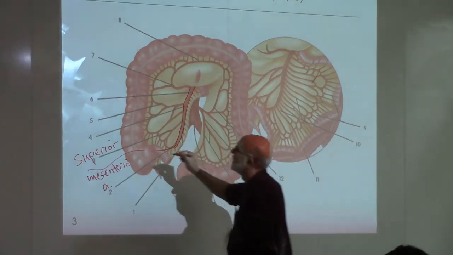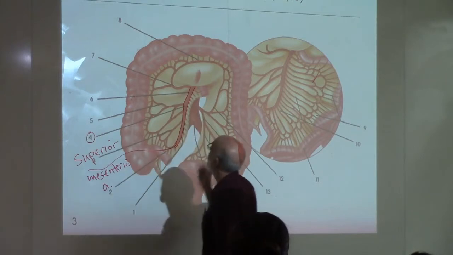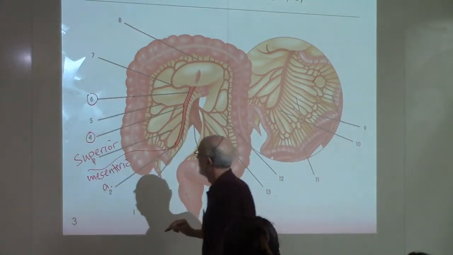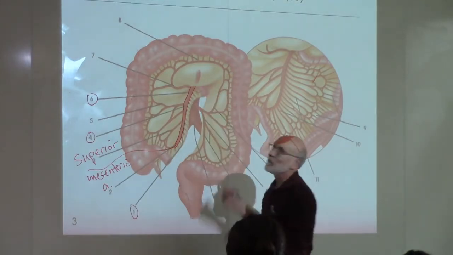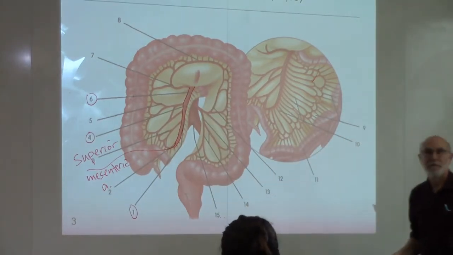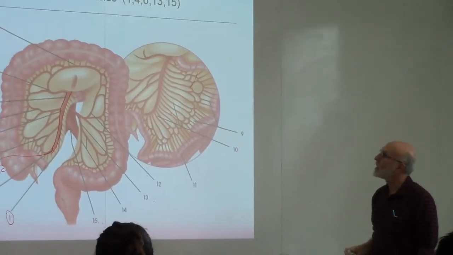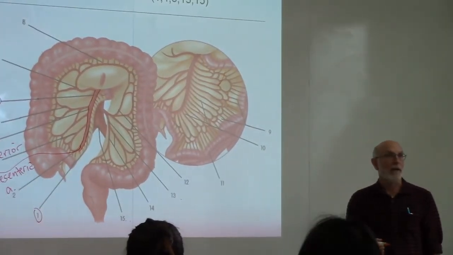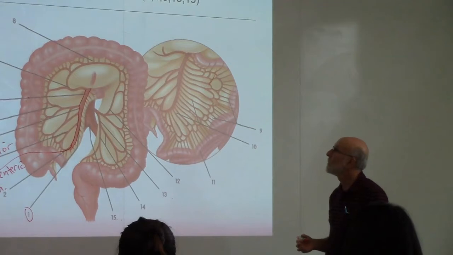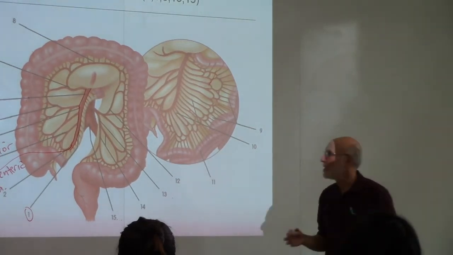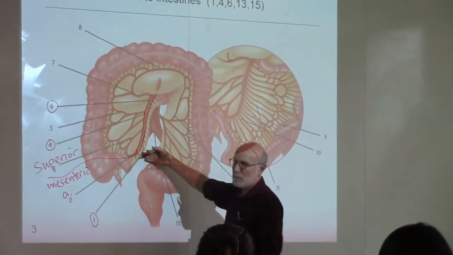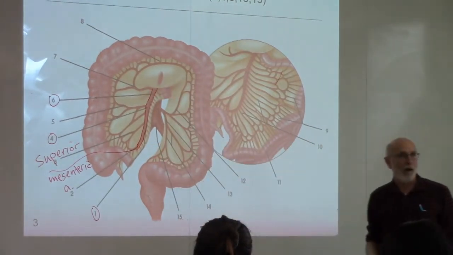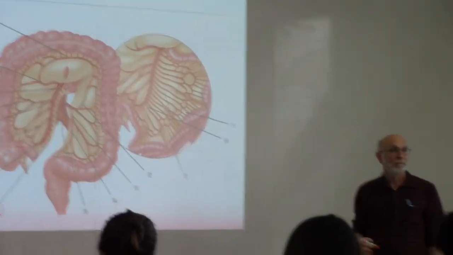And number 4 is pointing to the same thing. And number 6 is pointing to the same thing. I don't know why they did it that way. So 1, 4, and 6 in this cartoon are pointing to the superior mesenteric artery. Now maybe there's some anatomical distinctions between the distal and the proximal part of the superior mesenteric artery, but I don't even know what that would be.